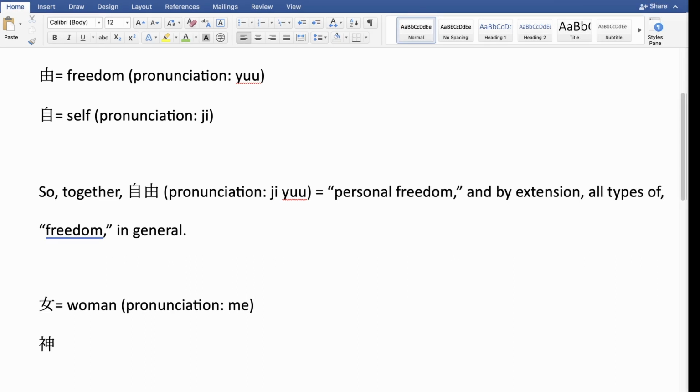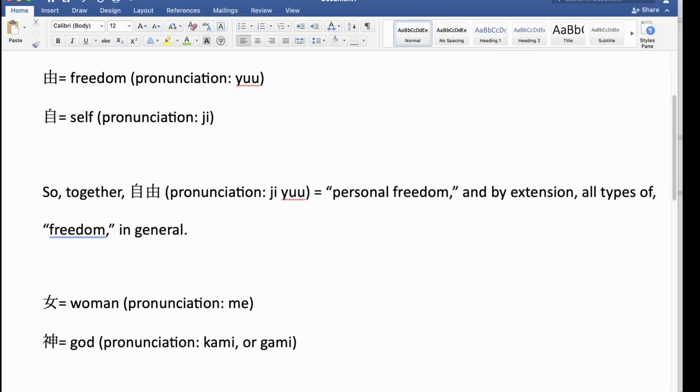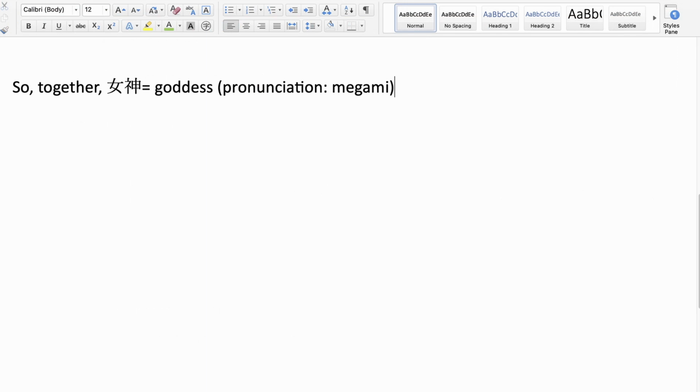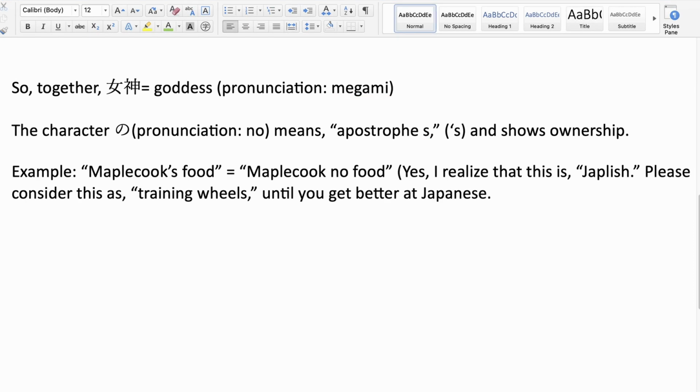This kanji is one you've never seen before, and this kanji means God, and it's pronounced kami or gami. So when you put me and kami together, you get megami, which means goddess. And here's where I have to introduce a new character to you, this kind of backwards upside down letter E looking thing. It's pronounced no, and it means apostrophe S, and shows ownership. Here's an example. Maple cooks food in Japanese would be Maple cook no food.